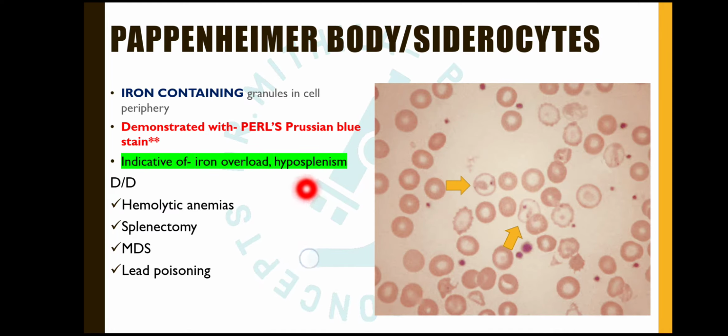So if the spleen is not there, splenectomy is there or a hyposplenic state is there, again these Pappenheimer bodies will be seen. So differential diagnoses are hemolytic anemias, splenectomy, myelodysplastic syndromes and lead poisoning. So again these DDs are important and this stain is important for the iron, Pearl's Persian blue stain.